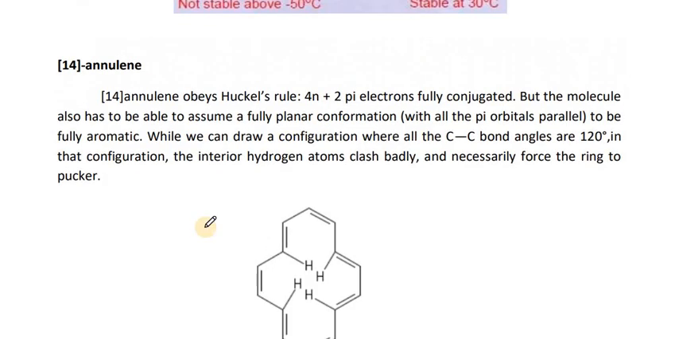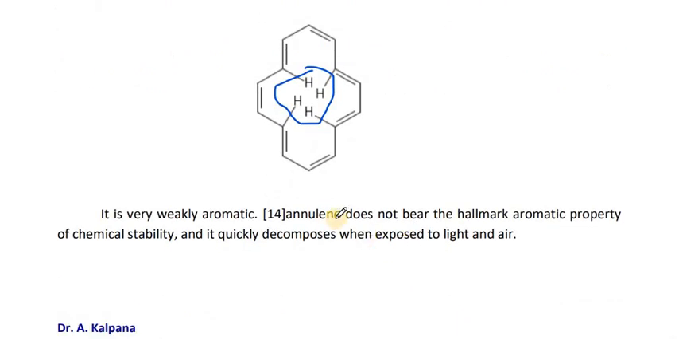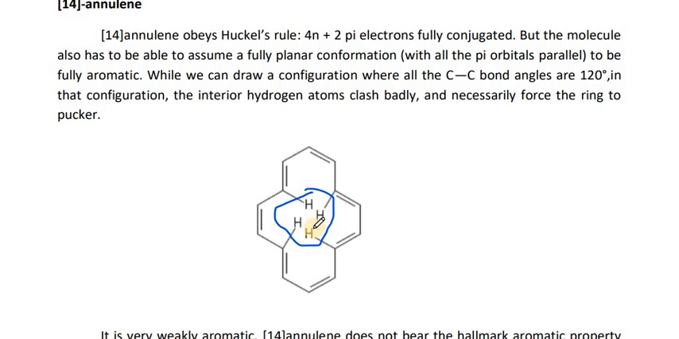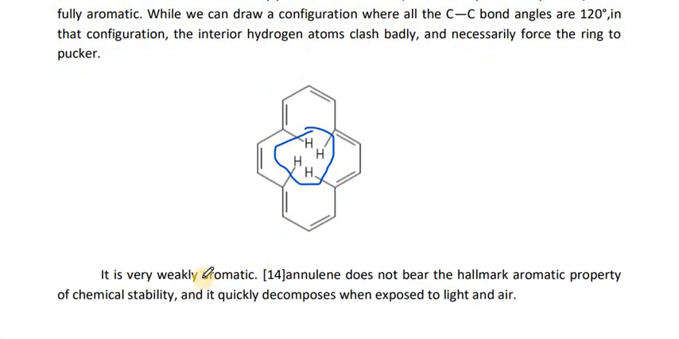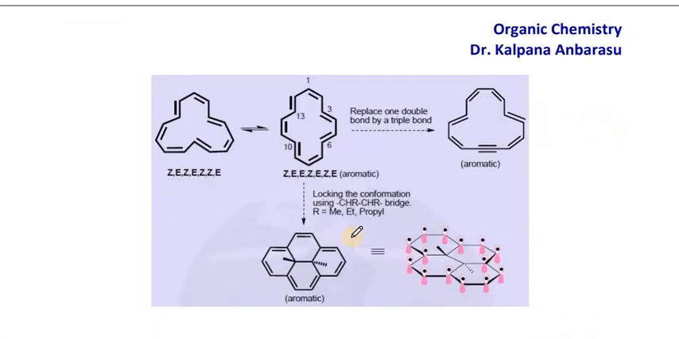Coming to 14 annulene, it obeys Huckel's rule, but there is an interaction between the inner hydrogen atoms. Therefore, it is weakly aromatic in nature. The chemical shift of the inner hydrogen atoms does not come under the value of 6 to 8, whereas the outer hydrogen atoms come under the 6 to 8 delta chemical shift. Therefore, it is called weakly aromatic. 14 annulene is weakly aromatic. It does not bear the hallmark aromatic property of chemical stability, and hence it quickly decomposes when exposed to light and air. But we can make it aromatic by converting one double bond into a triple bond, or by bridging the 4 carbons 3, 6, 10, 13. By bridging the 4 carbon atoms, we can make it completely aromatic or fully aromatic.